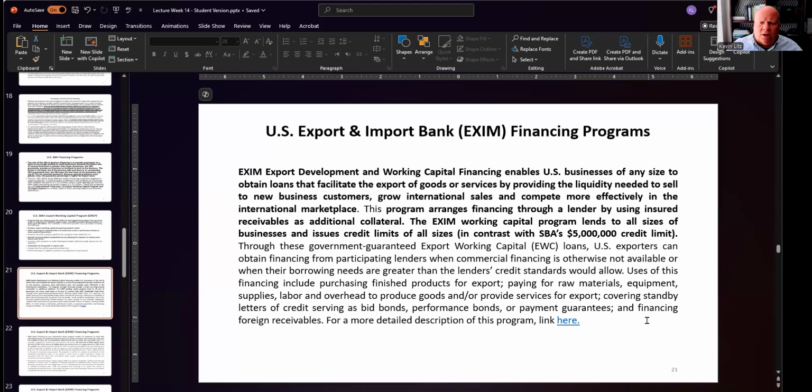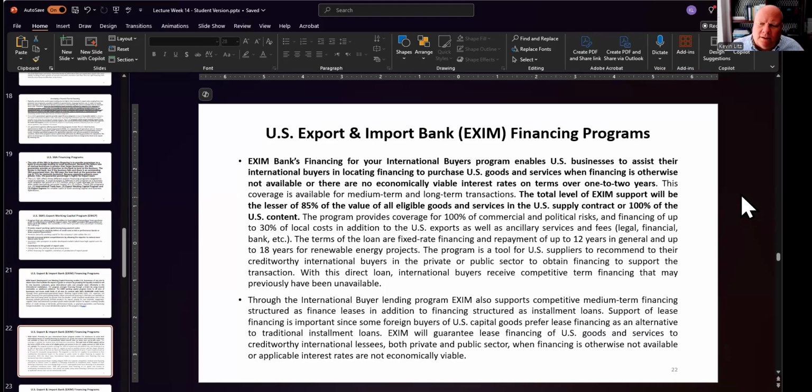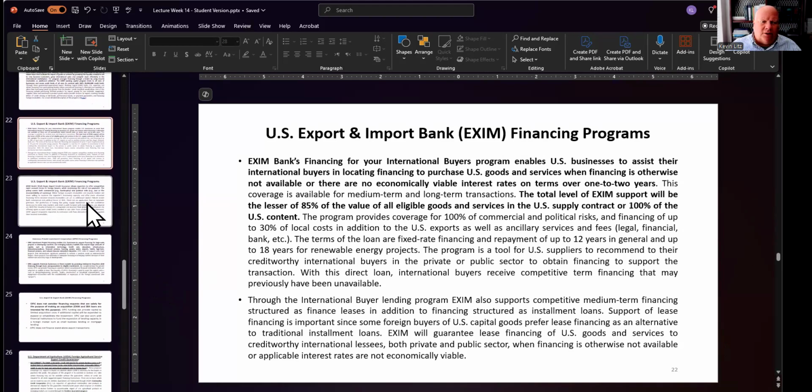EXIM also has working capital loans in all sizes. It's not the $5 million credit limit. So you can also find loans and financing for you and sometimes also for your customer. Here it is, EXIM Bank's financing for your international buyers program. So you can actually go to your buyer and say, boy, I know this is a multi-million dollar deal, but not only can I sell you the goods at a competitive price, I can find you financing. So it really helps you competitively.